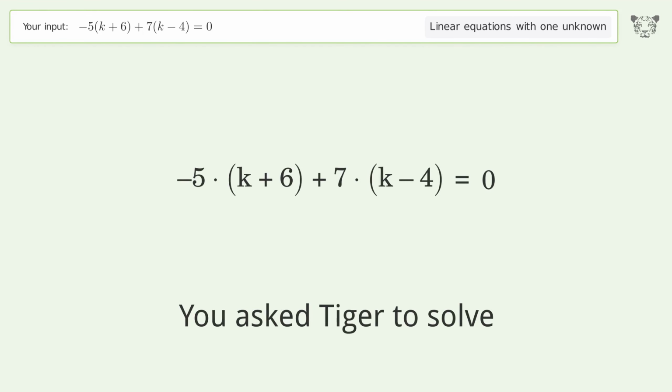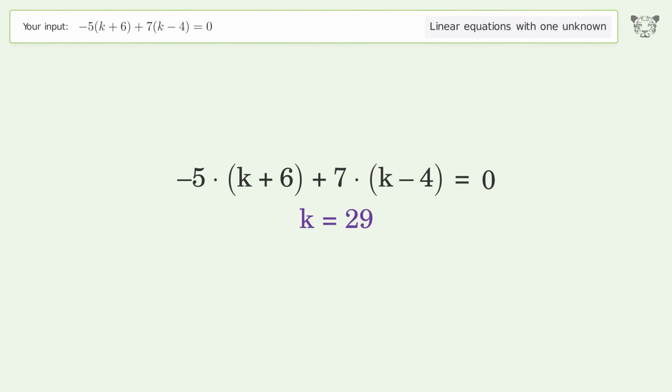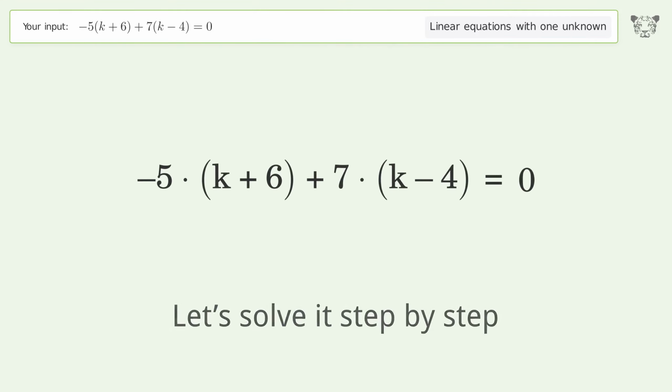You ask Tiger to solve. This deals with linear equations with one unknown. The final result is k equals 29. Let's solve it step by step.